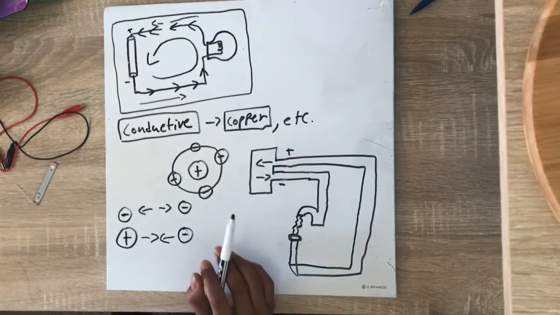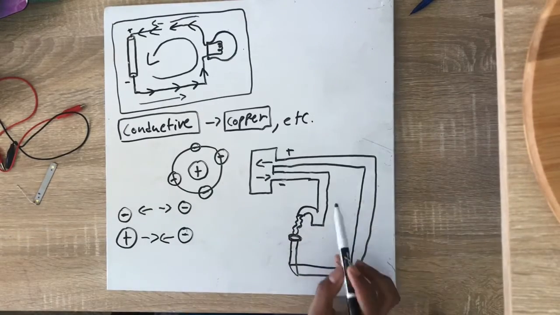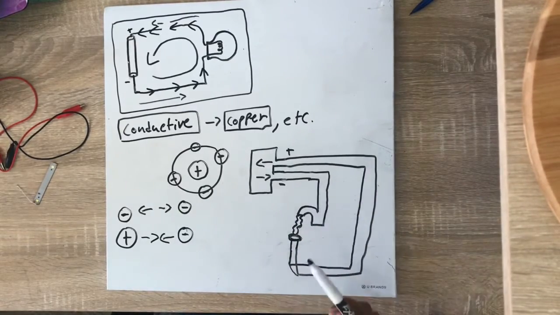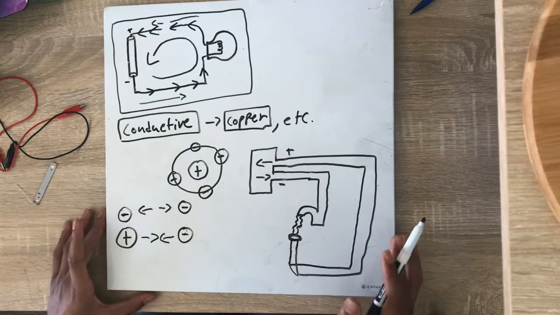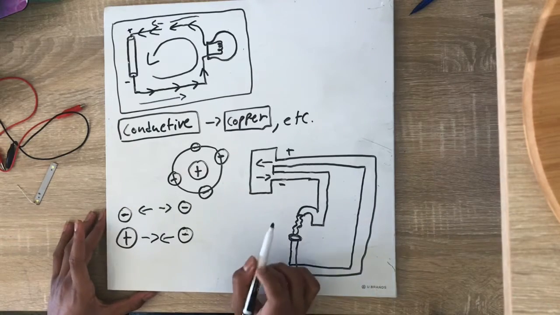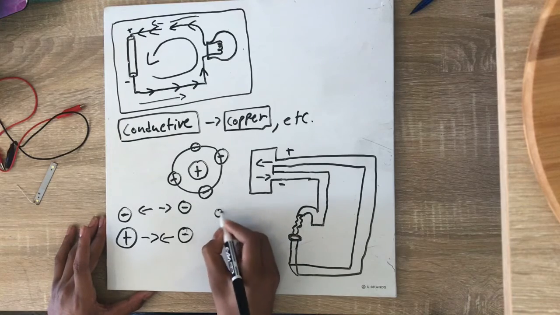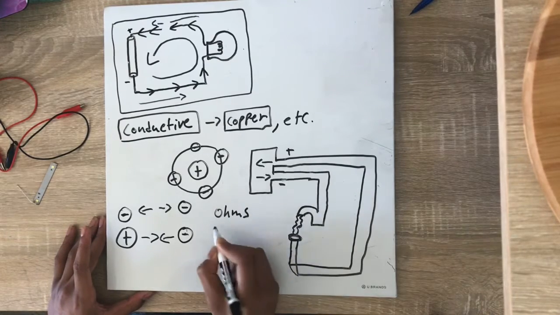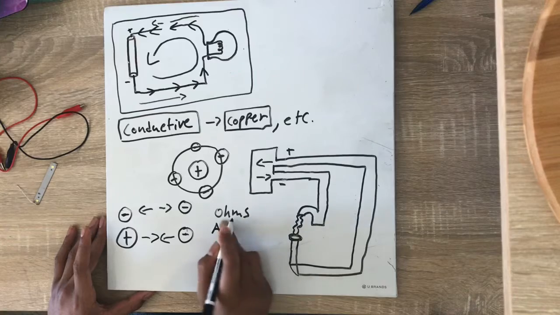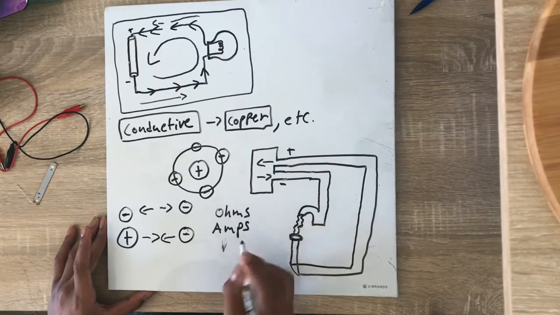So now let's talk about a little more in depth. In a circuit, there's many different laws and kind of physical demonstrations of what happens to the electricity as it goes through the circuit. There's a lot of different words that you may have heard about electricity, like ohms, amps, volts.